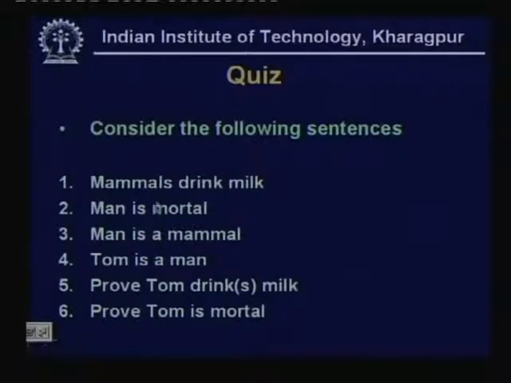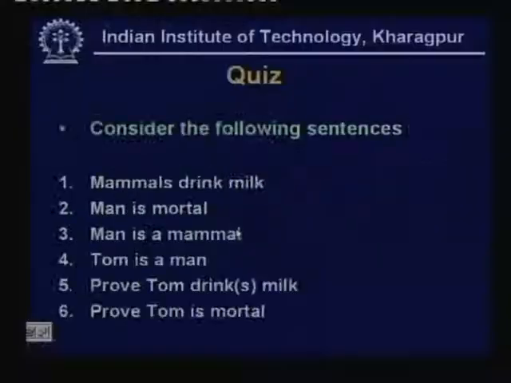So, these are 4 statements that we have said, all right. Prove that Tom drinks milk. Prove that Tom is mortal. This is very simple. Okay. Actually, you can also put in some implications. Okay, it's fine. You can add in more implications, but what you can try to do is represent all these sentences in the clausal form. Okay. Represent all the sentences in the clausal form.